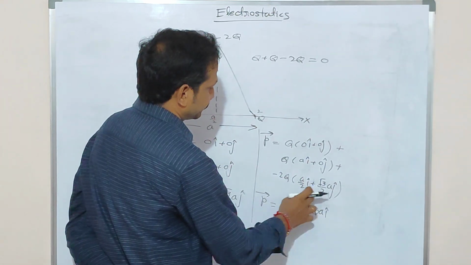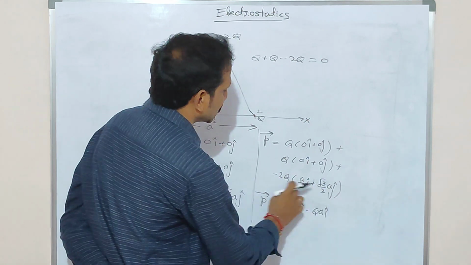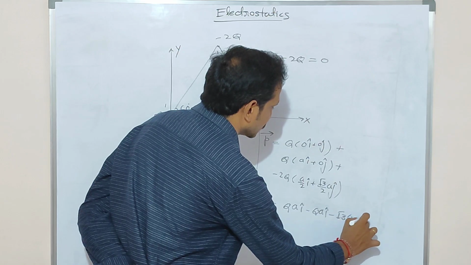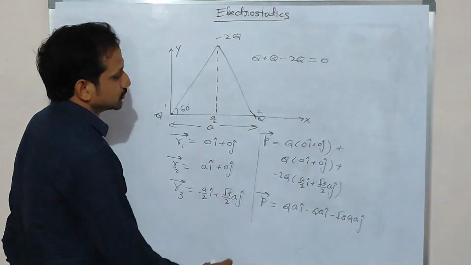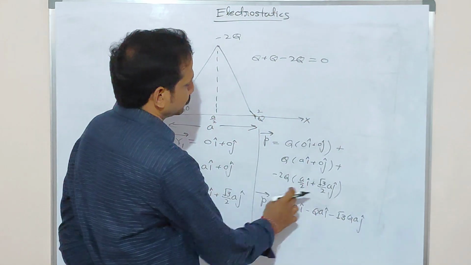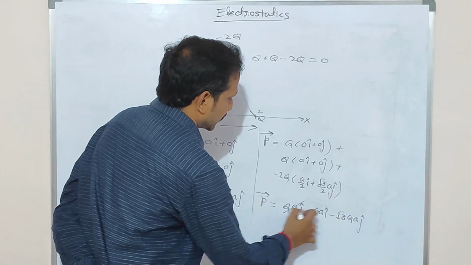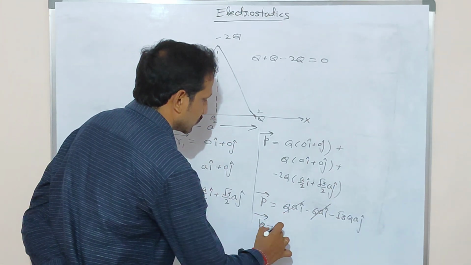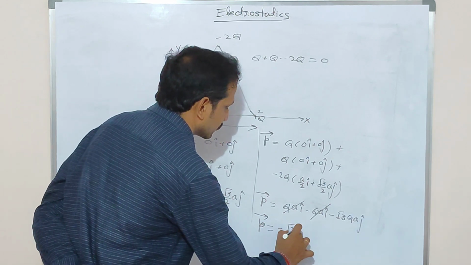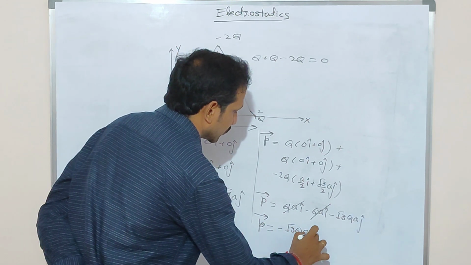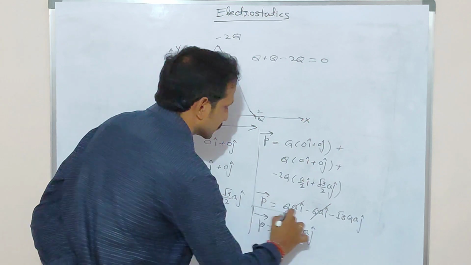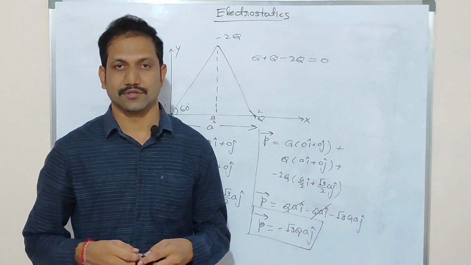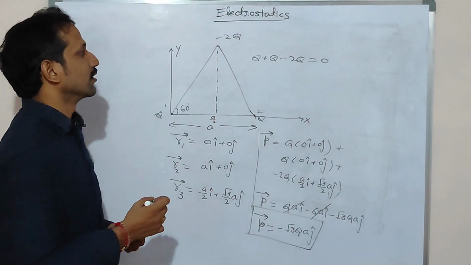And it will be minus root 3 q a j cap. The q a i cap terms cancel, so the dipole moment is minus root 3 q a j cap. This is the dipole moment of the given system of charges. I hope you got clarity on this, and the formula is very simple.